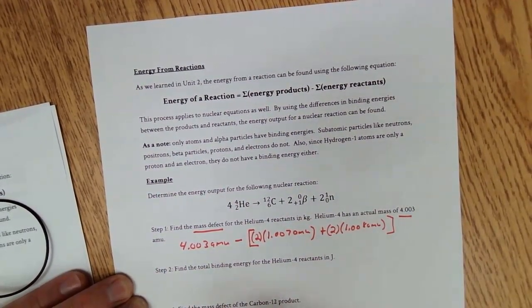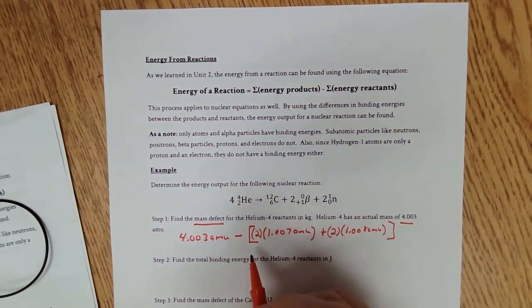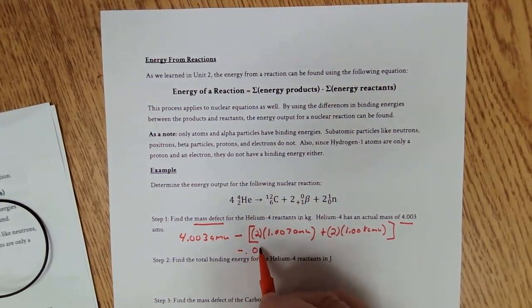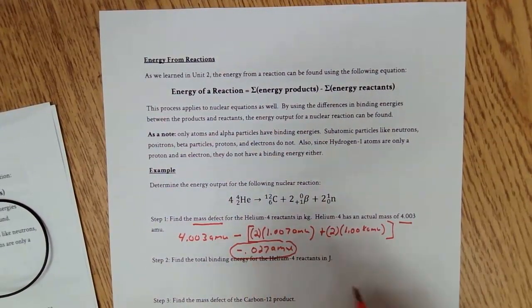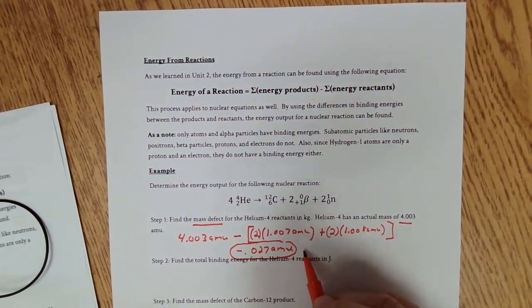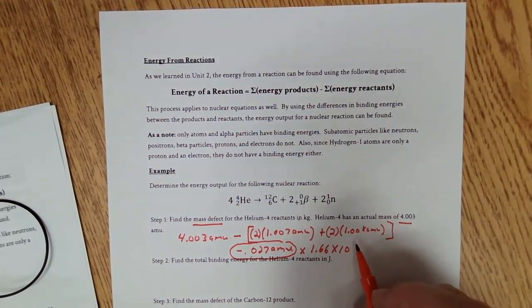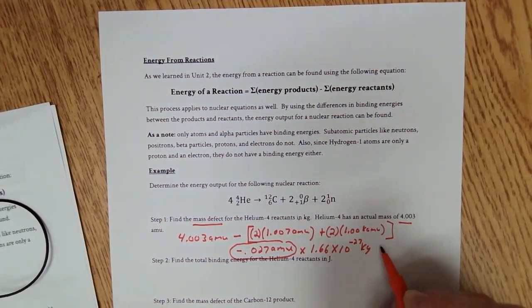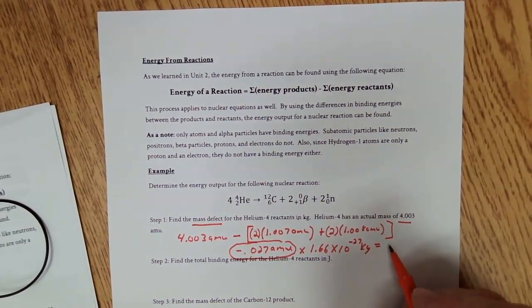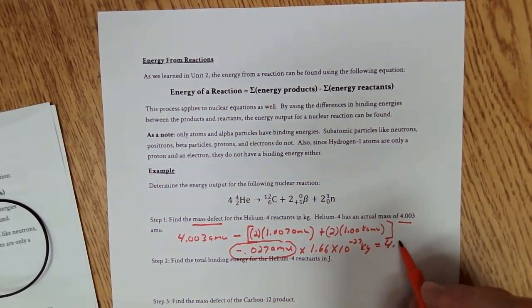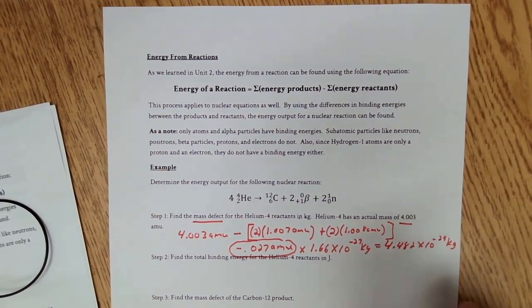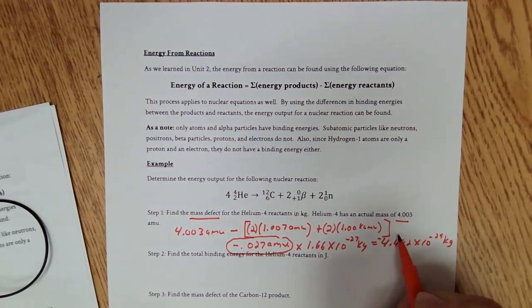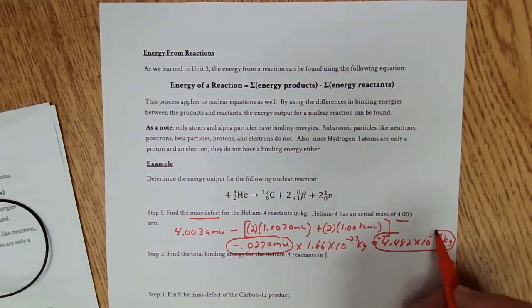So we're going to figure out the number there. We'll punch it into our calculator. And what we get is negative 0.027 amu. So there's the mass defect in amu. And then remember, we need to multiply that by our conversion to kilograms. And my total value here for mass defect in kilograms would be 4.482 times 10 to the negative 29th kilograms. Okay? And we'll keep that as a negative answer there. So there is my answer.